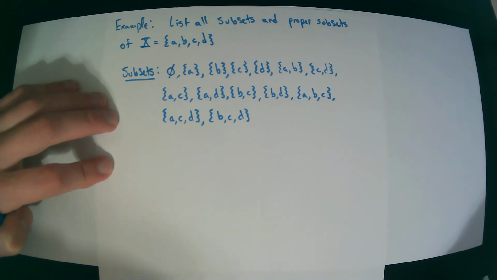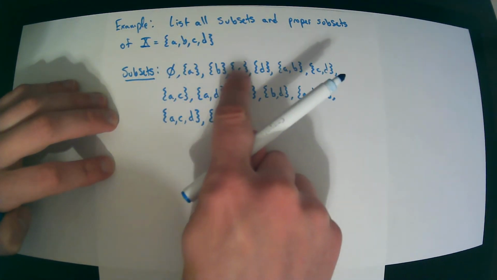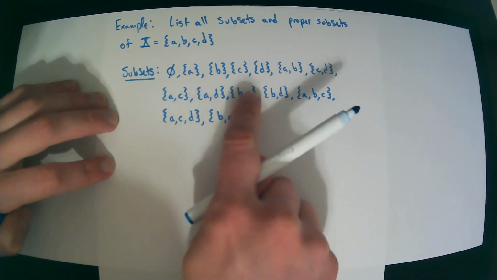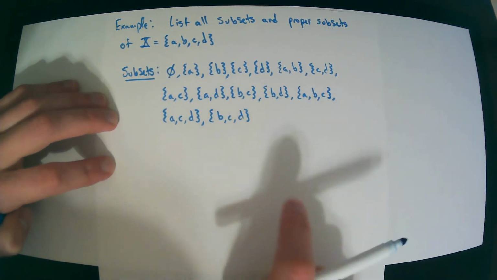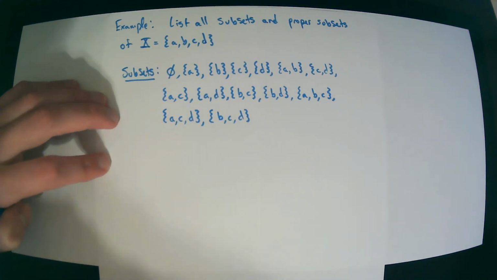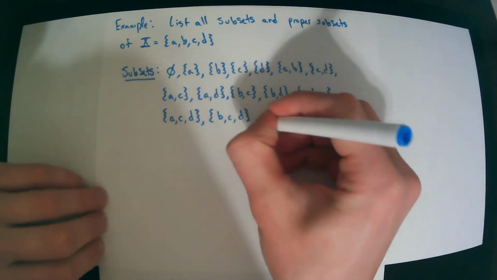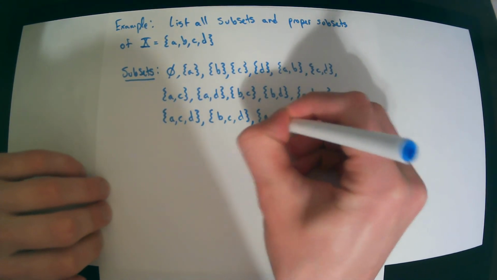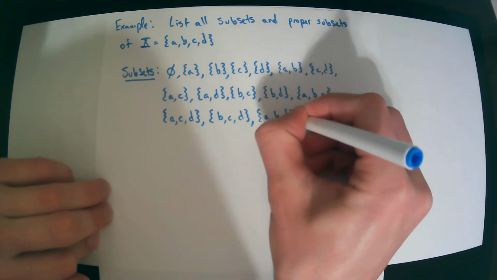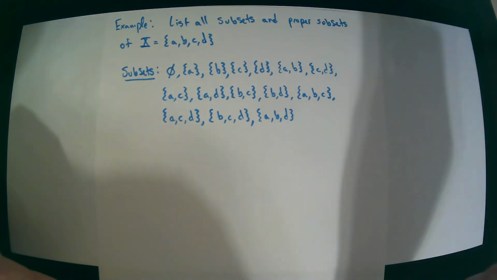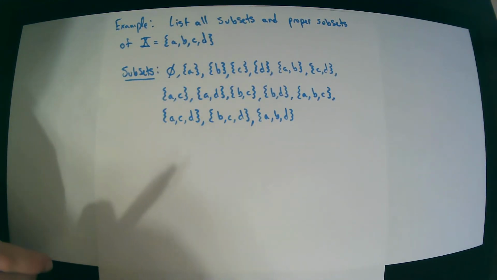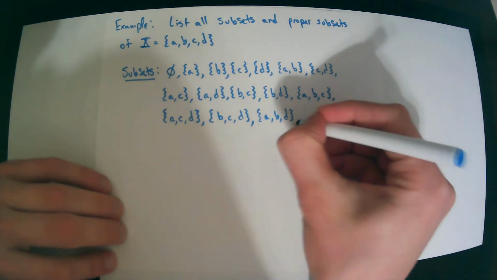Okay. And is that all of them? Let's see, 1, 2, 3, 4, 5, 6, 7, 8, 9, 10, 11, 12, 13, 14. Okay, what else is there? Oh, I missed this one. A, B, D. Okay.